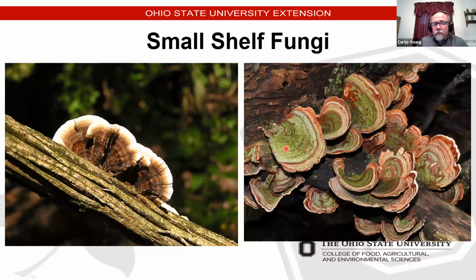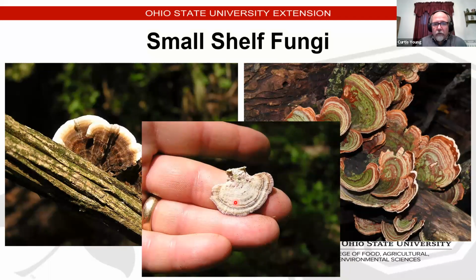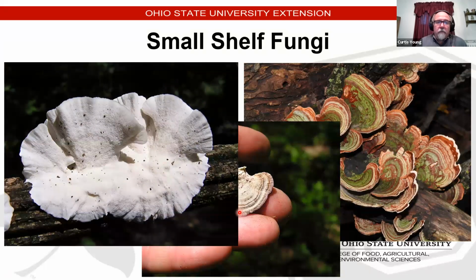Smaller polypores, here we have turkey tail, true turkey tail, and over here we have false turkey tail. And another one that is similar in size, similar in appearance, this is the violet-toothed polypore. So how can you distinguish between turkey tail, false turkey tail, and violet-toothed polypore? You got to look on the underside.